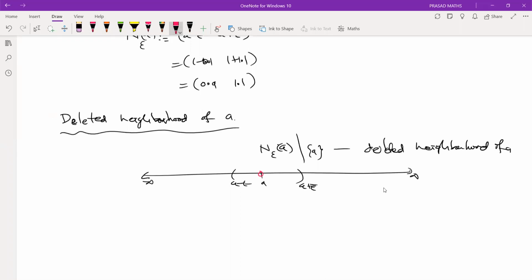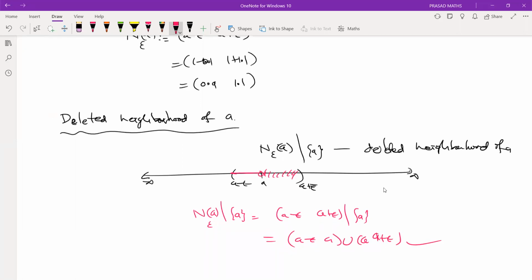So what is this exactly? The epsilon neighborhood of a point A, with A deleted. The epsilon neighborhood of a point is A minus epsilon, A plus epsilon, and minus A. That is exactly the interval from A minus epsilon to A, union A to A plus epsilon, just deleting A, the center itself. This is what a deleted neighborhood of a point A actually is.